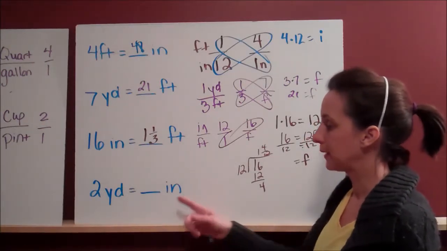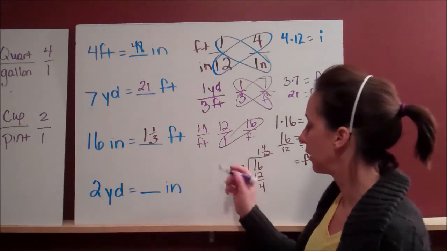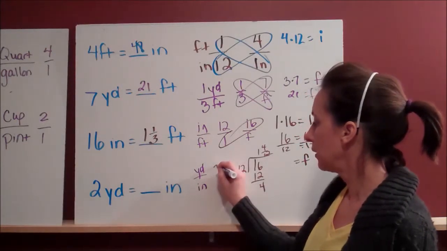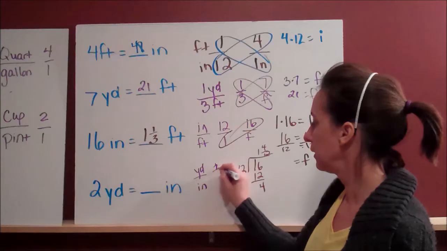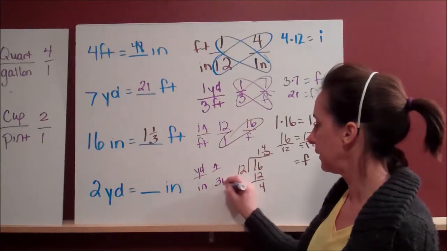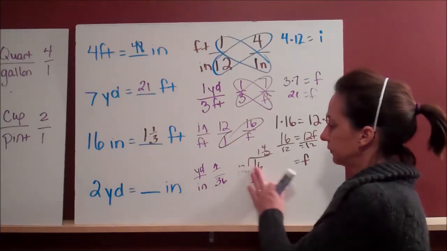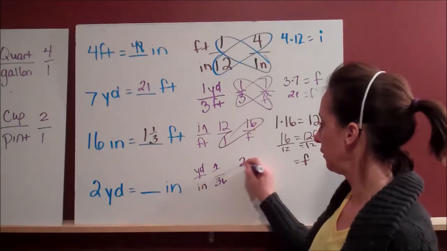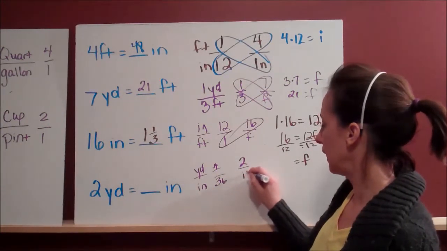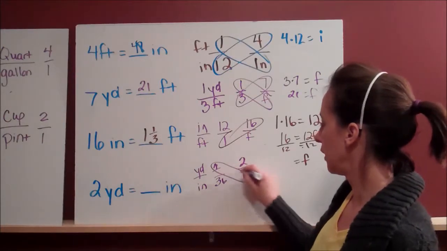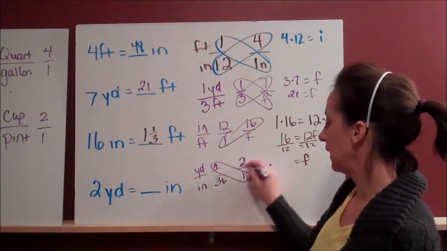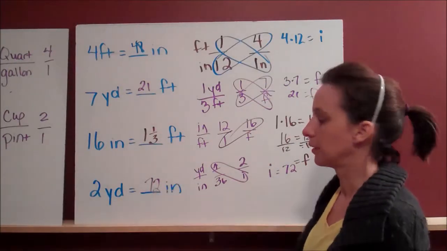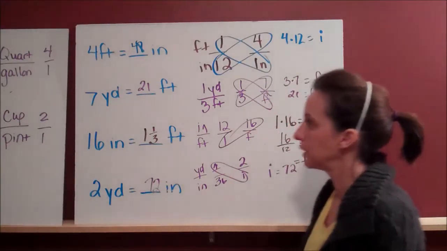All right, last one, yards to inches. So I simply write yards to inches. This is 1 yard, has 36 inches. So 2 yards over I for inches. 1 times I is I, and 2 times 36 is 72. So 2 yards is 72 inches.